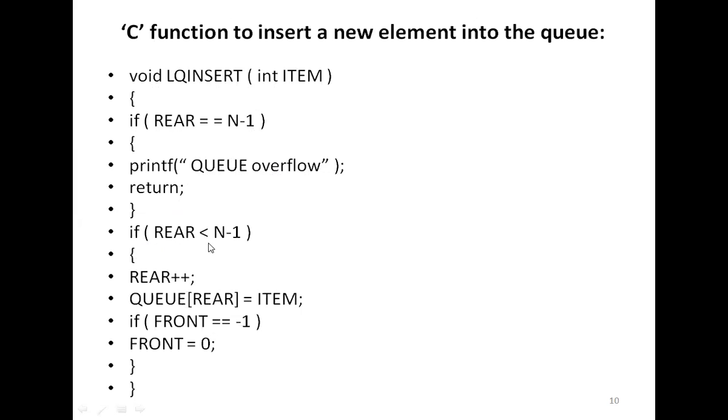If rear is less than n-1, then what to do? Just increment the rear value, rear++, and then Q[rear] = item. Then again check whether the value of front is -1 or not. If front equals -1, then set front equals 0. So this is the C function code for the insertion operation in a linear queue.